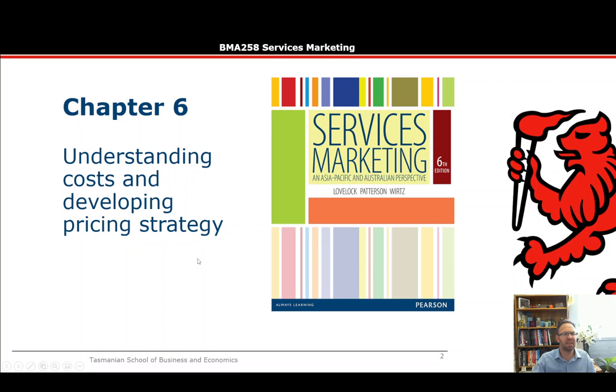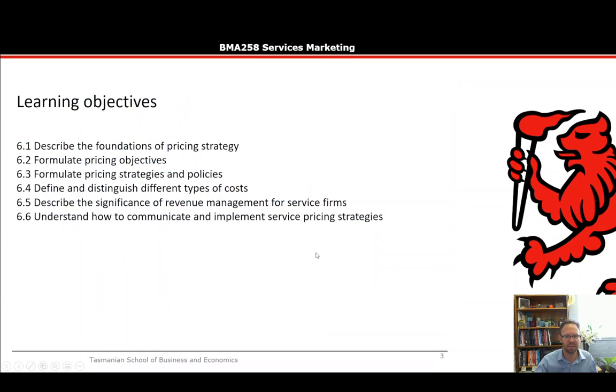This week we'll be dealing with Chapter 6, Understanding Costs and Developing a Pricing Strategy, which is the pricing P of the extended marketing mix. So the learning objectives for this week are first of all to describe the foundations of pricing strategy, formulate pricing objectives, formulate pricing strategies and pricing policies, define and distinguish the different types of costs, describe the significance of revenue management for service firms, and then last we'll understand how to communicate and implement service pricing strategies.